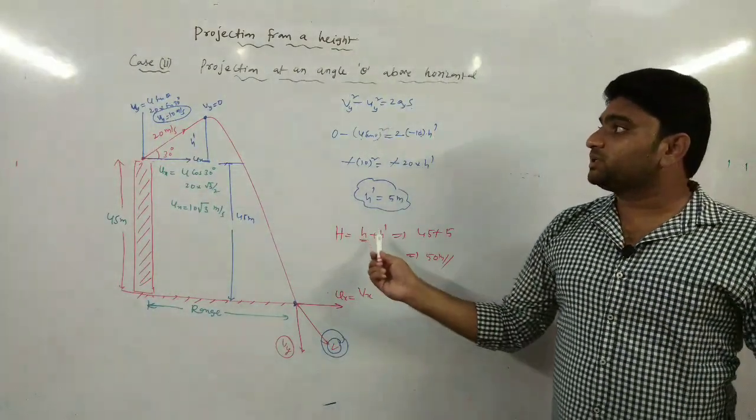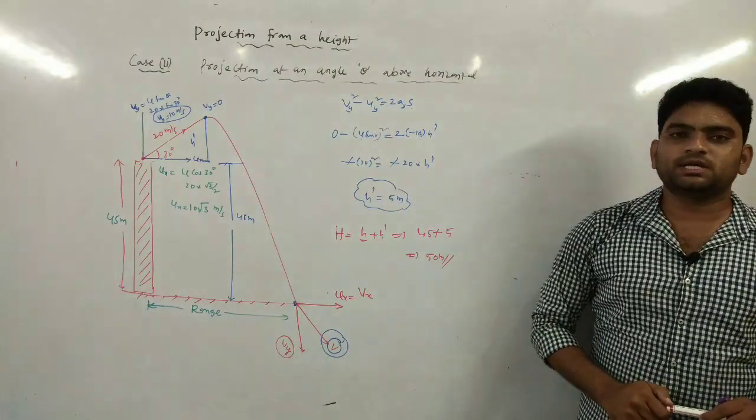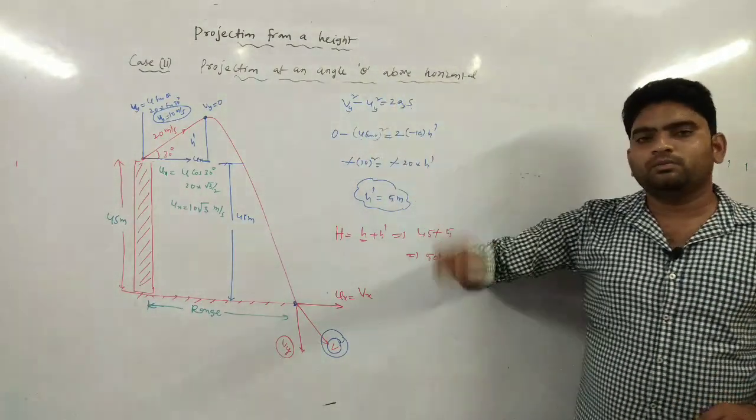This is the concept of projection at an angle theta above the horizontal. And in the next lecture we will see projection at an angle theta below the horizontal.